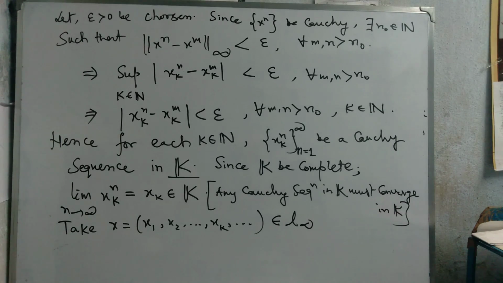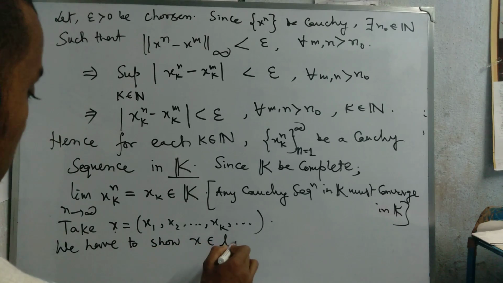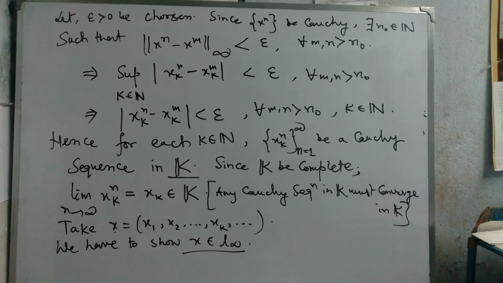Then we have to show that xn is Cauchy, hence it is bounded. And this x must be bounded. First we saw about that. But we have to show that x belongs to l infinity. Then this l infinity must be complete and l infinity is a Banach space. So if we show x belongs to l infinity, then the proof is done.